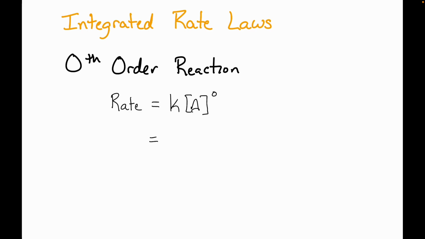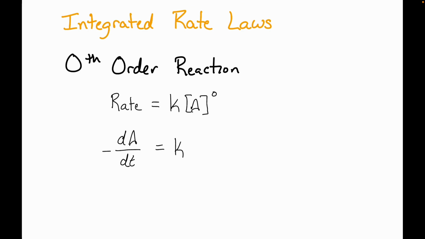All right. And then, of course, if it's A to the power of 0, what does that simplify to? 1, so this just becomes K, right? But if we're going to do some fancy sort of calculus here, our rate is dA over dt, and since it's a reactant, it's negative.